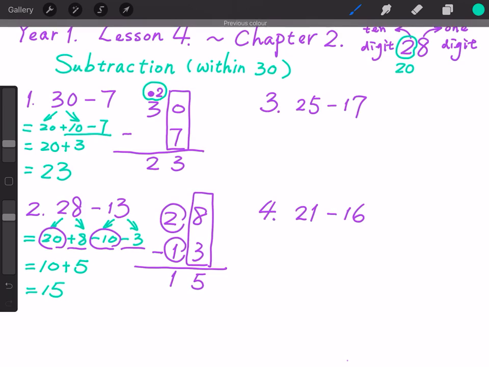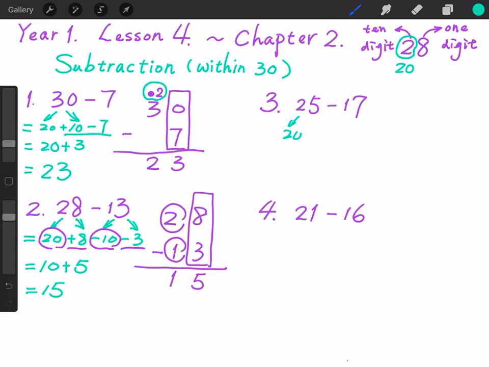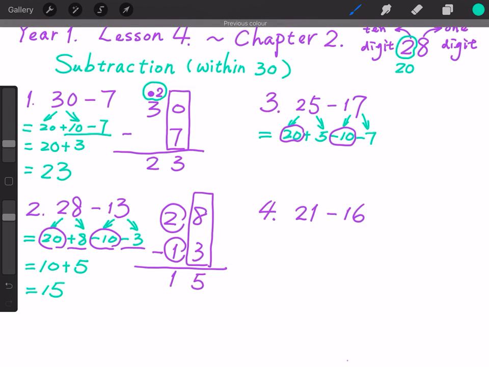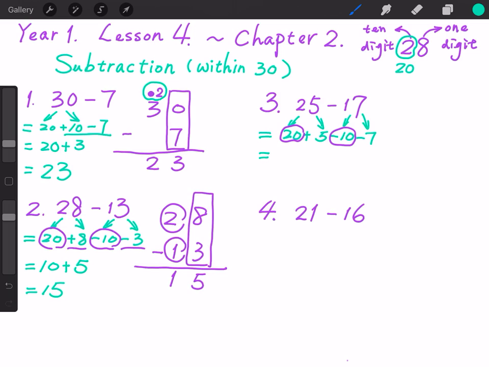Good. Let's continue. Question 3. 25 minus 17. Again, first we try to break down 25: 20 and 5. And then we break down number 17: 10 and 7. All right, now 25 minus 17 equals 20 plus 5 minus 10 minus 7. Okay, first we can try to use 20 to minus 10. Then we get 20 minus 10 equals 10. And then plus 5 minus 7.